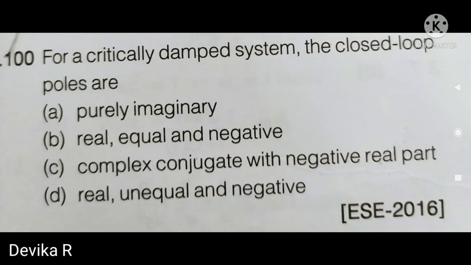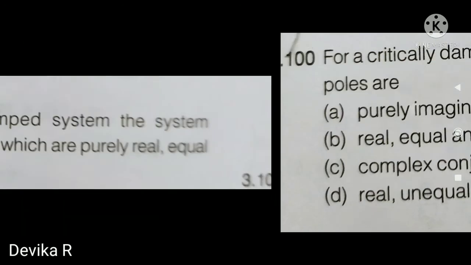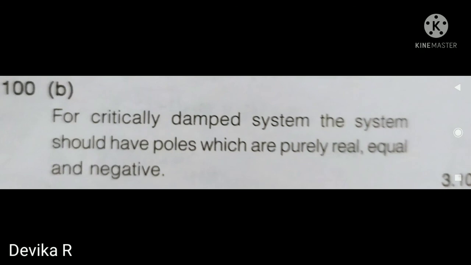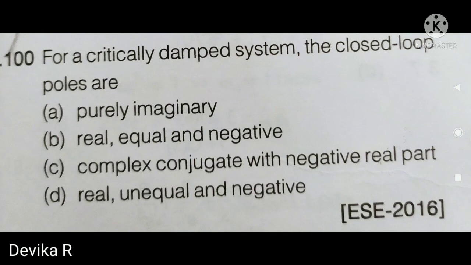Okay, next one: for a critically damped system, the closed loop poles are... it is very easy, but sometimes we forget the answer. A critically damped system has delta equal to 1, then the poles are equal, real and negative. So option B is the right answer: equal, real and negative. What about the others? If delta is between 0 and 1, it is underdamped, meaning the poles are complex conjugate. If it is greater than 1, overdamped, meaning the poles are real, unequal and negative. If delta equal to 0, undamped, meaning the poles are imaginary. Just remember all of these from this one question.